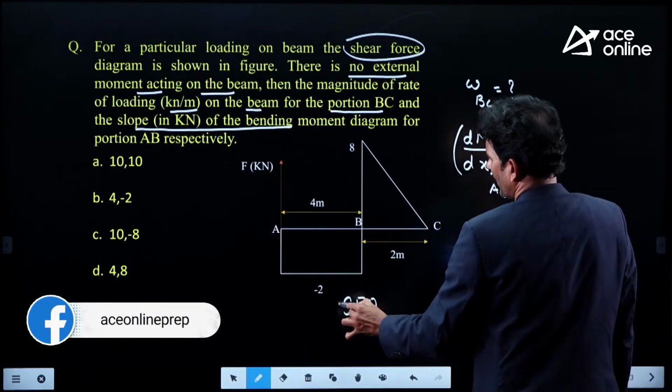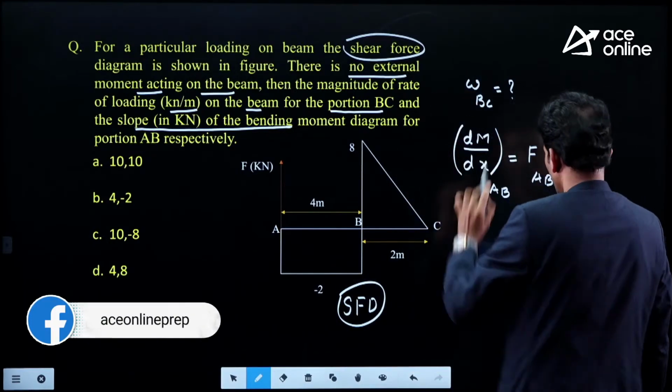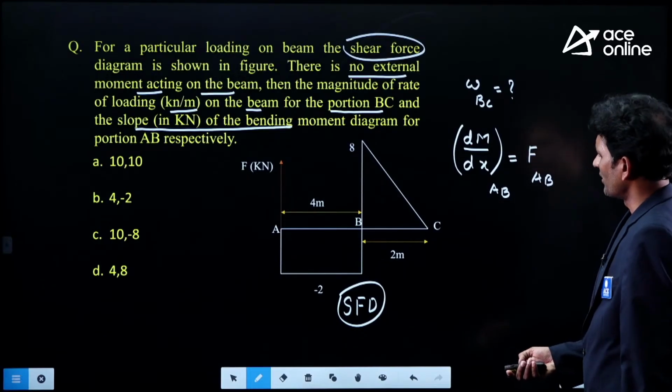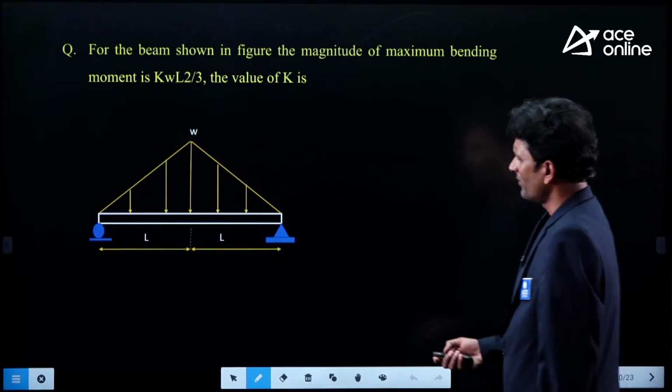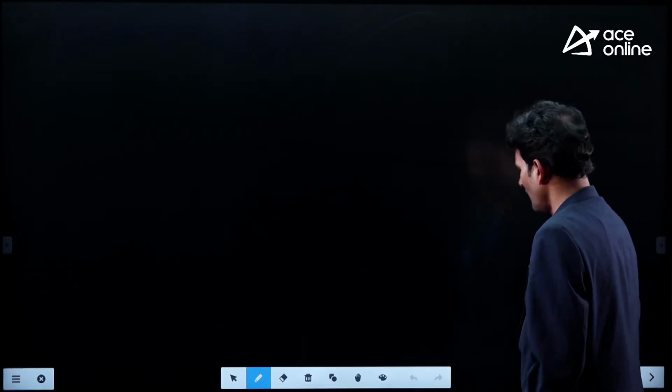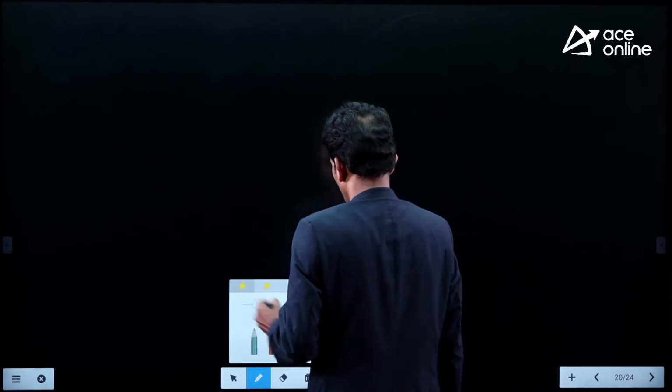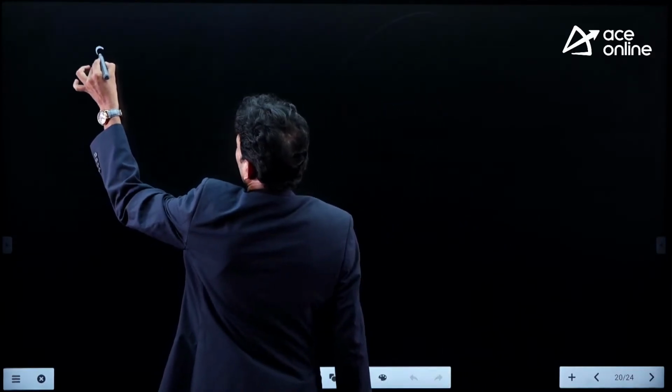Now what is the relation between shear force and rate of loading? Just think about it. Already we are deriving the relations for shear force and rate of loading. From that relation, let us try to apply it.